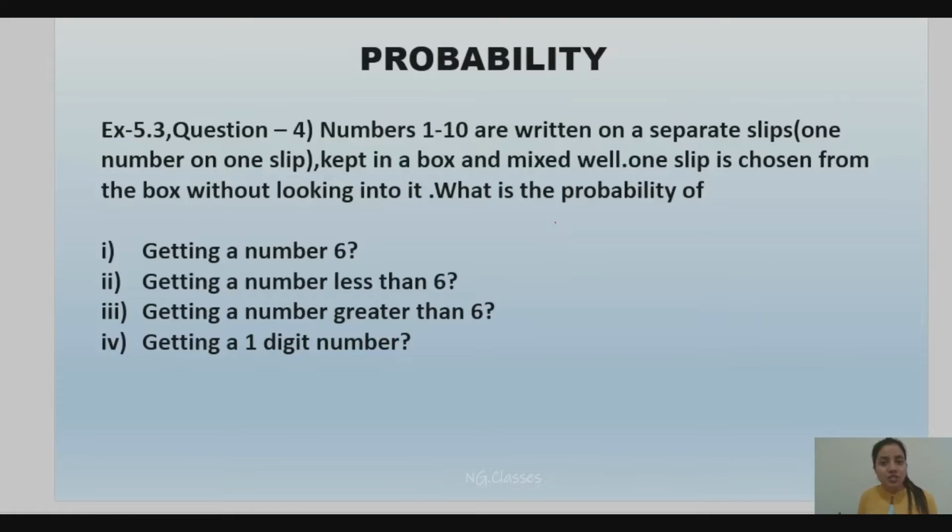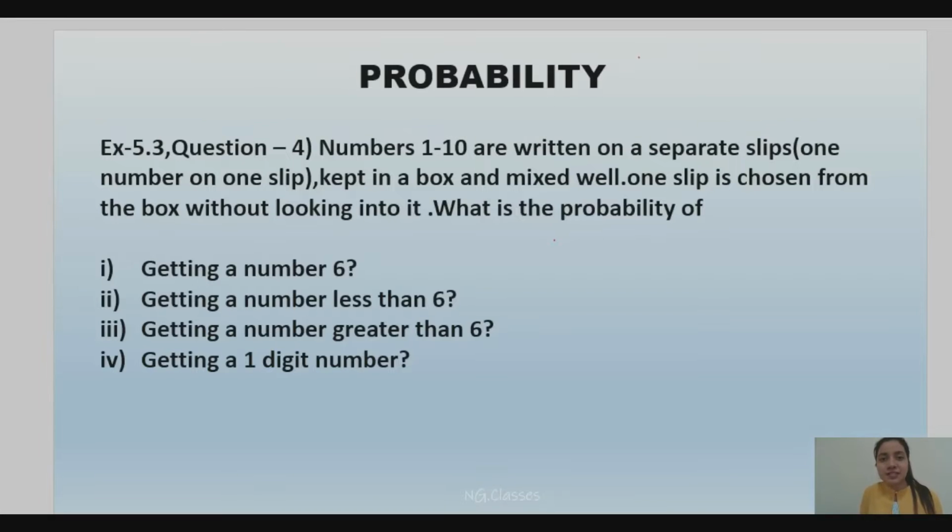And now our last question is from probability. All the questions from probability section in your class are based on the previous class concept only. So let's solve this question. Here numbers 1 to 10 are written on separate slips, like one slip is containing number 1, another one is containing number 2, third one is containing number 3, like that. Kept in a box and mixed well. One slip is chosen from the box without looking into it. What is the probability of getting a number 6?